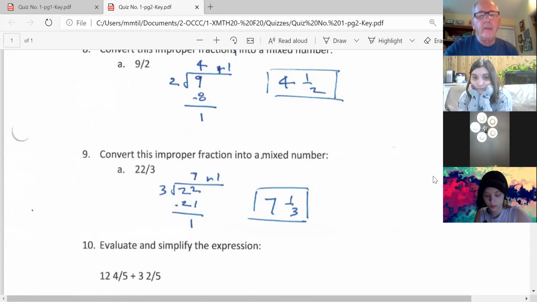Okay, another one. Convert the improper fraction into a mixed number. 22 divided by 3. Same thing. 3 into 22 goes 7 times. 7 times 3 is 21 with 1 left over. So an R of 1. So it becomes 7 and 1 over 3.